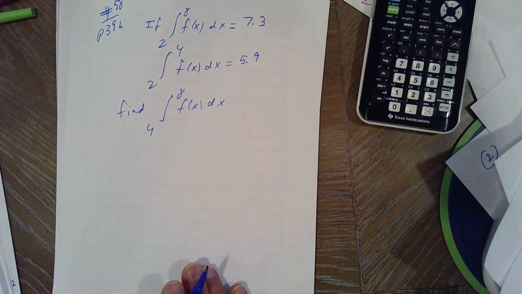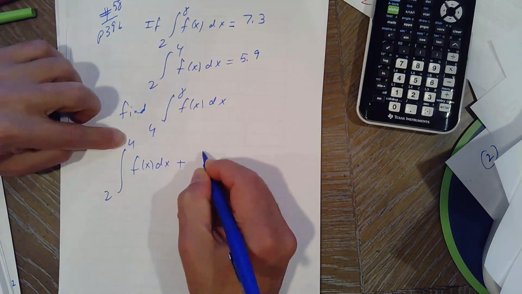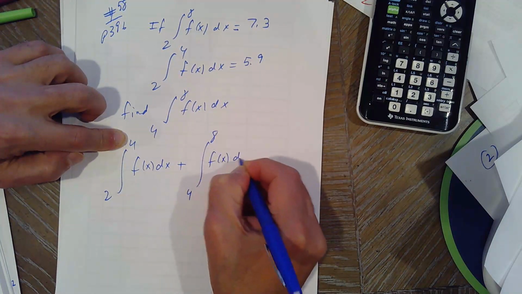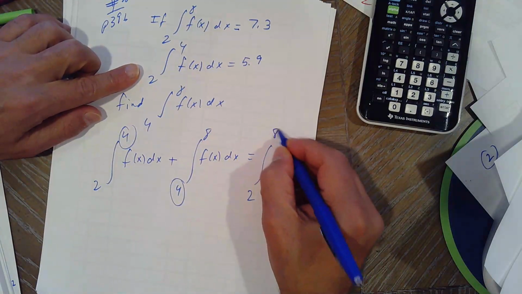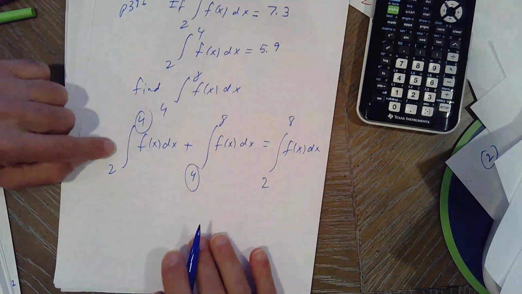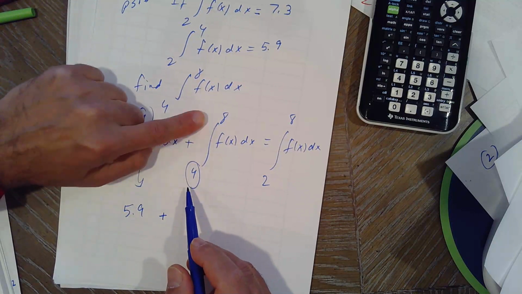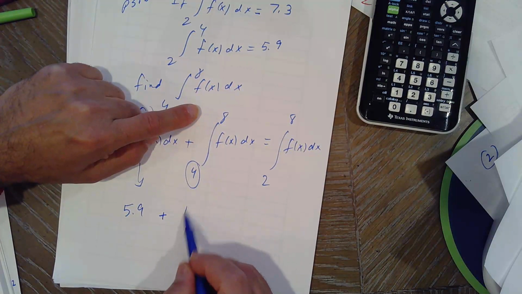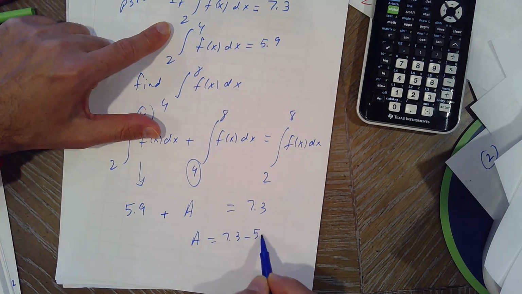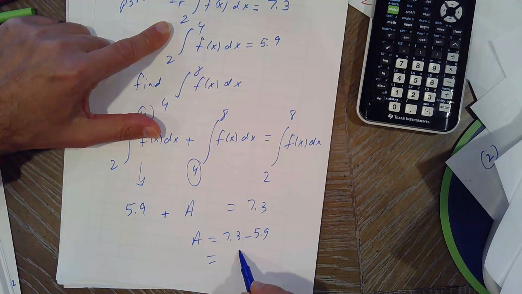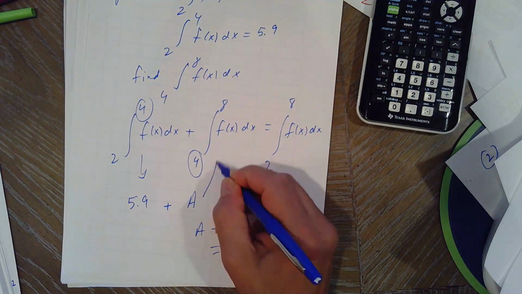Well, we know the integral from 2 to 4 plus, we just talked about this, 4 to 8 is going to equal the integral 2 to 8, right? As long as these are the same. So 2 to 4 is 5.9 plus 4 to 8 is what we want to find. This is my A. A plus 5.9 is 7.3. So A is 7.3 minus 5.9, 1.4. Okay, A is this integral.